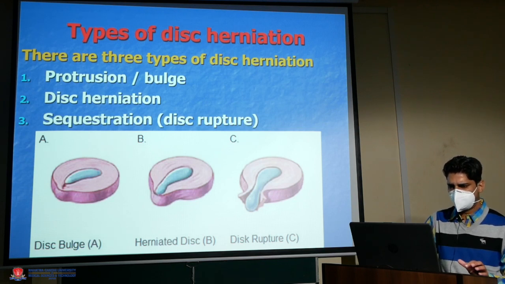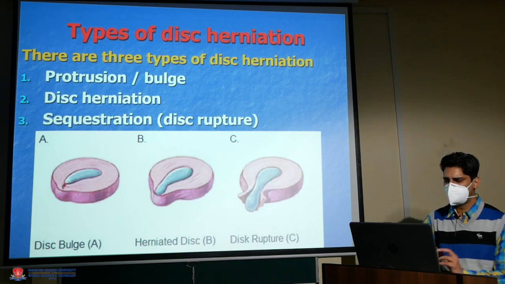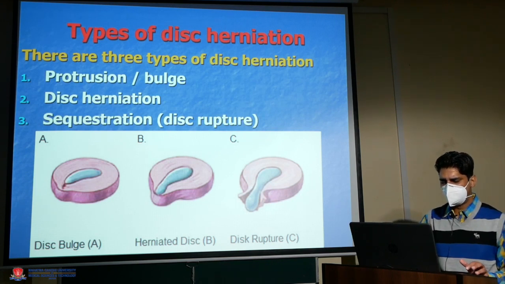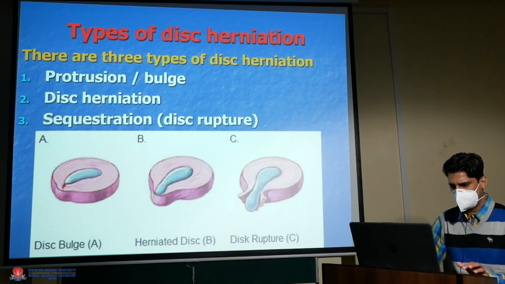In the second, disc herniation or herniated disc, there is a rupture of annulus fibrosus throughout its length, and the nucleus pulposus material will come out of the annulus fibrosus and will irritate the nerves. In the third, there will be rupture of annulus fibrosus, and the whole of the nucleus pulposus will come out from the central portion and will come into the canal.